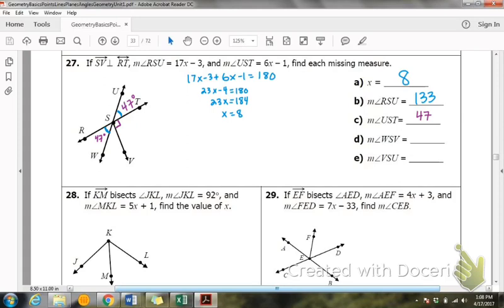So RSW, unfortunately that wasn't one of the ones they asked me for. However, what do I know about these two angles right here? They have to equal what? 90. So if I know that one of them's 47, I could figure out how much that other one is, right? So we can call that one y if we wanted to show our work, and we could say 47 plus y has to equal 90.